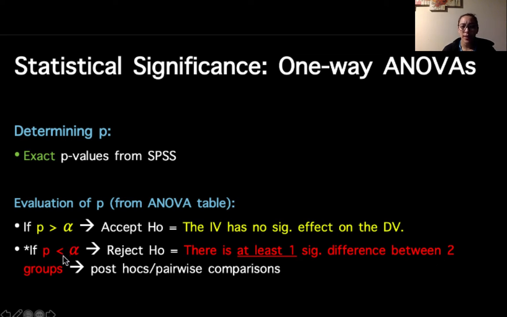In which case, when this happens, you all know we have to check post hocs or pairwise comparisons. In repeated measures ANOVAs, these show up as pairwise comparisons for all of the tests. Or at least that's what they're called in the output.